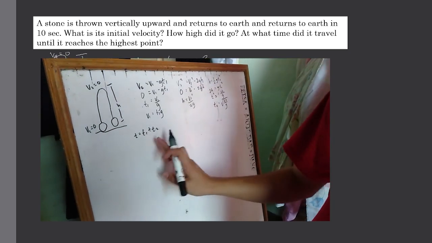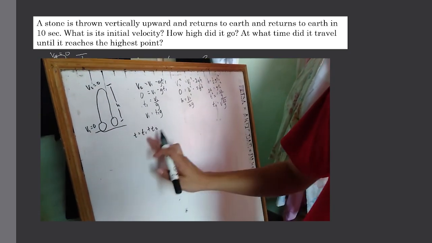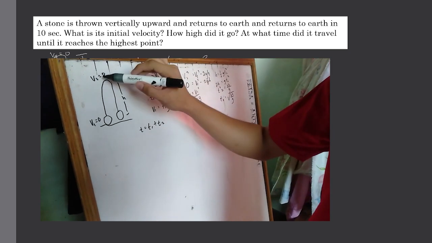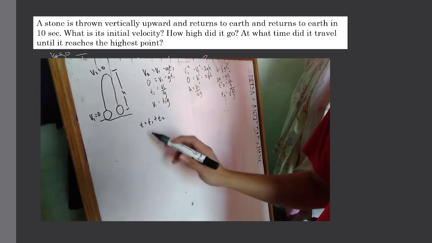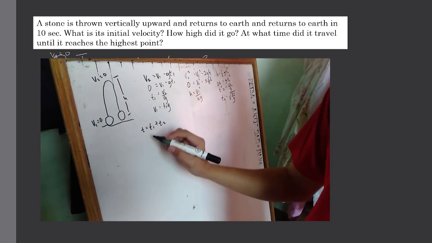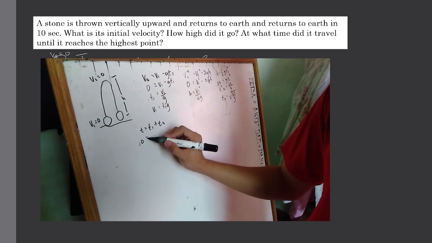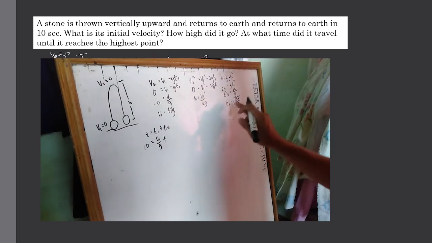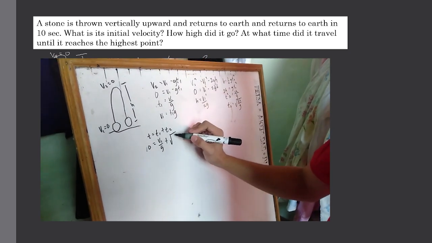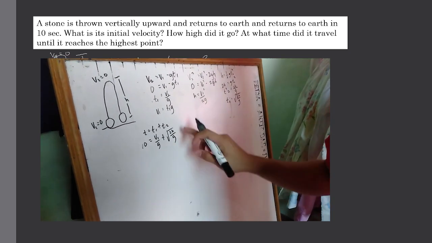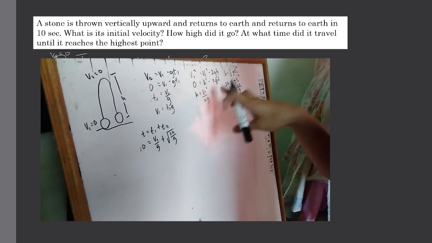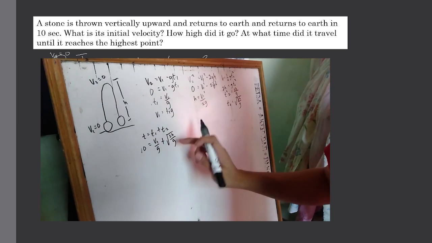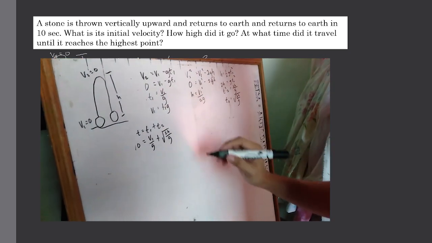So you may be asking, what are T1 and T2? T1 is the time that the rock travels from this point to here, and T2 is when it comes back. So the total time, it was said in the problem that it was 10 seconds, is T1, which is V sub 1 over G, plus T2, which is simply the square root of 2H over G. And H is V sub 1 squared over 2G. So let us replace H with the initial velocity squared over 2G.